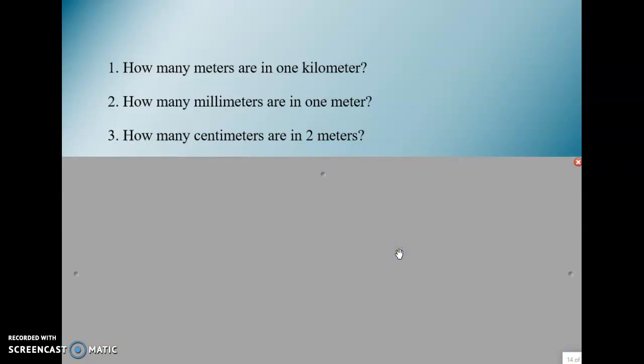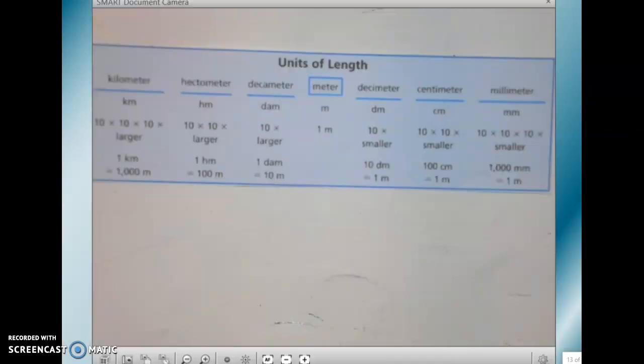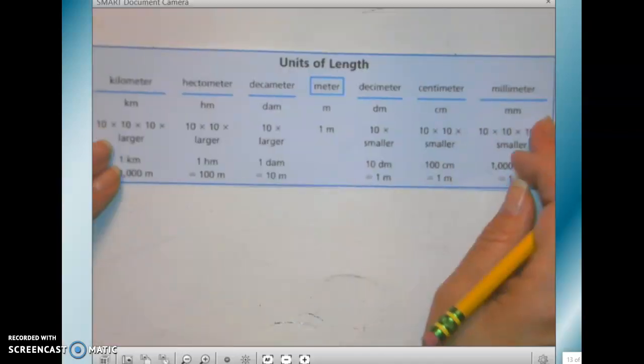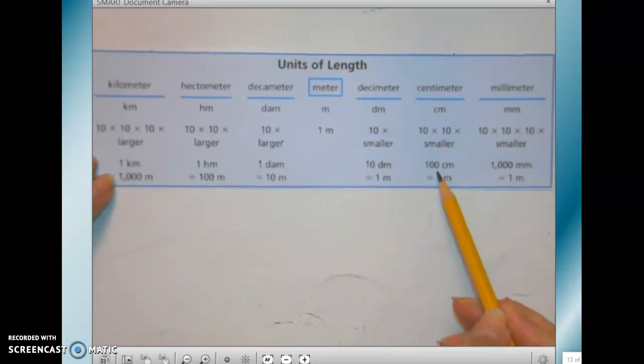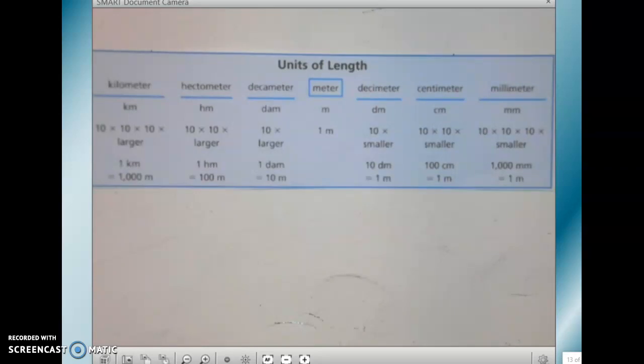How many centimeters are in 2 meters? Well, there's 100 centimeters in 1 meter. So how many centimeters are in 2 meters? Yeah, 200. If there's 100 centimeters in 1 meter, there's 200 centimeters in 2 meters.